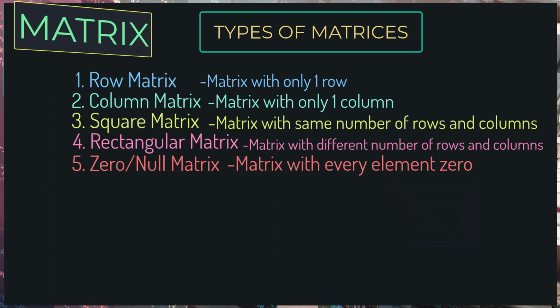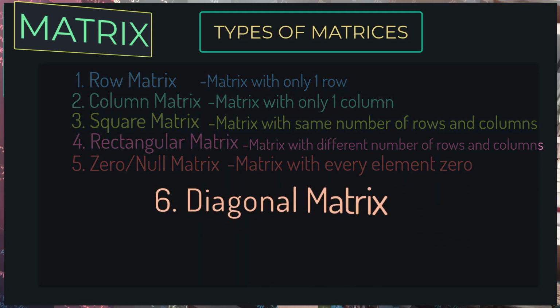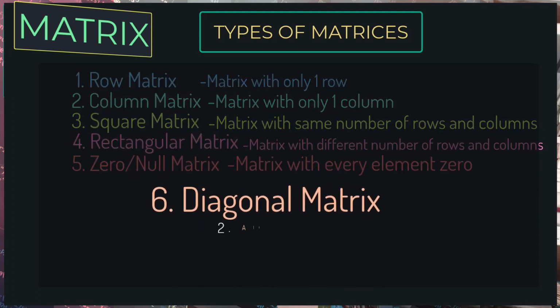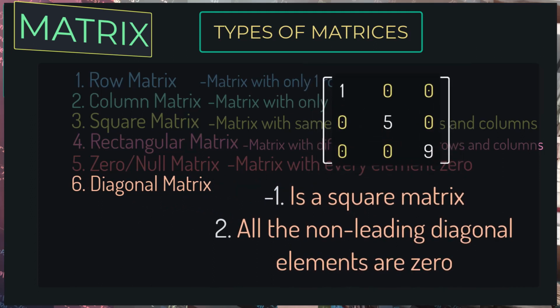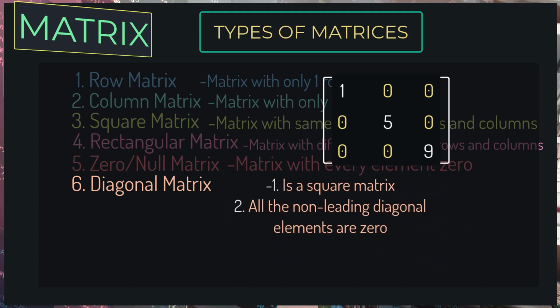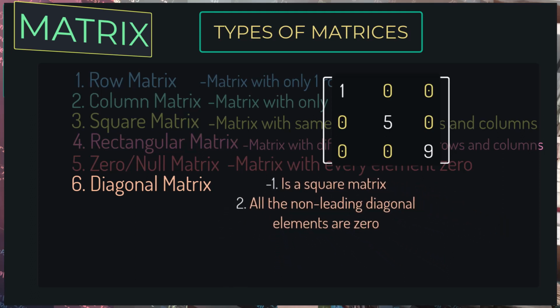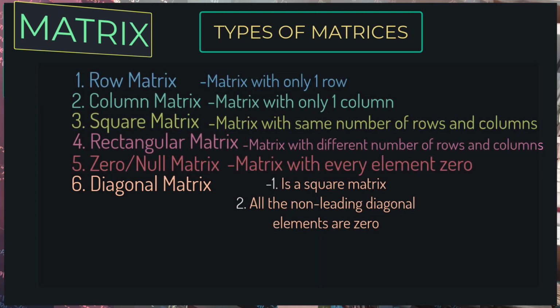Sixth type is a diagonal matrix. First of all, a diagonal matrix is a square matrix. Secondly, all the elements except those on the leading diagonal are 0. Remember, the elements on the leading diagonal may or may not be 0.